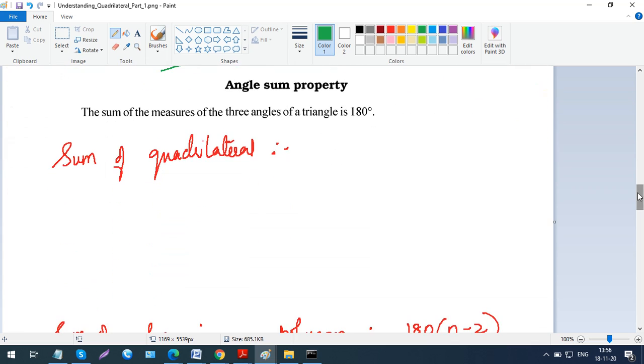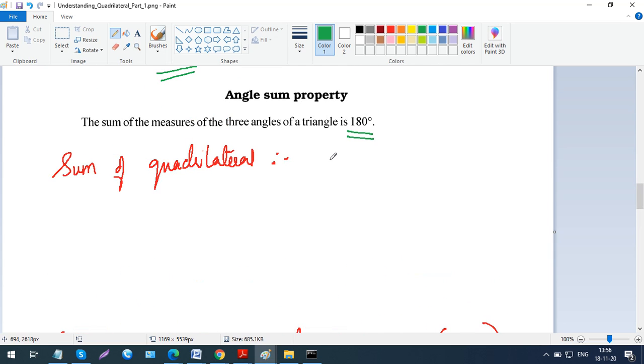Okay, now angle sum property. You people are familiar with the angle sum property of a triangle. If it is a triangle, with 3 angles, you know that all the 3 angles add up to 180, right? So here similarly, for the sum of angles of a quadrilateral, as I told you, a quadrilateral is just a 4-sided figure, right? So let's draw a 4-sided figure.